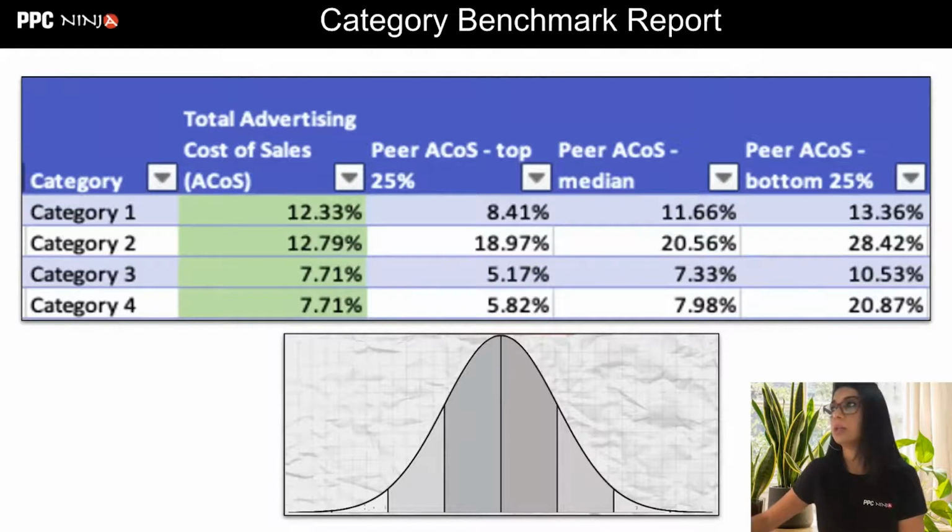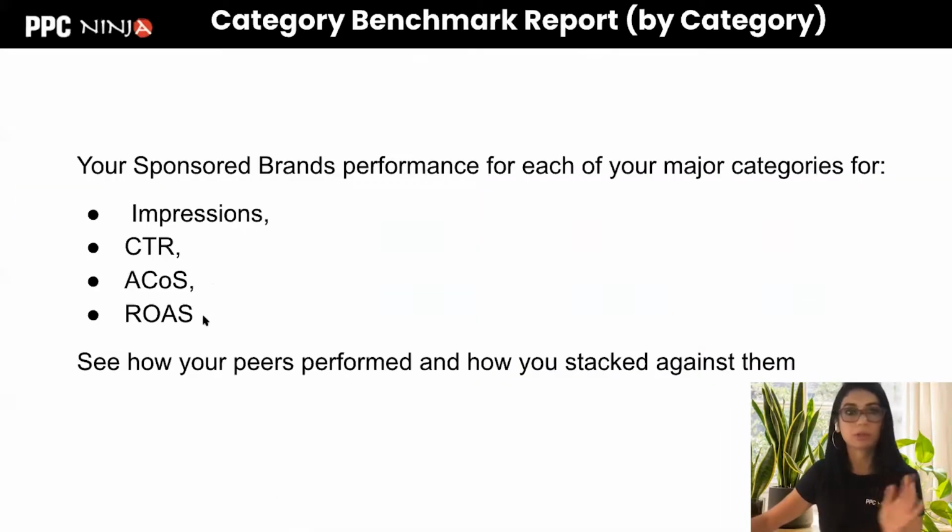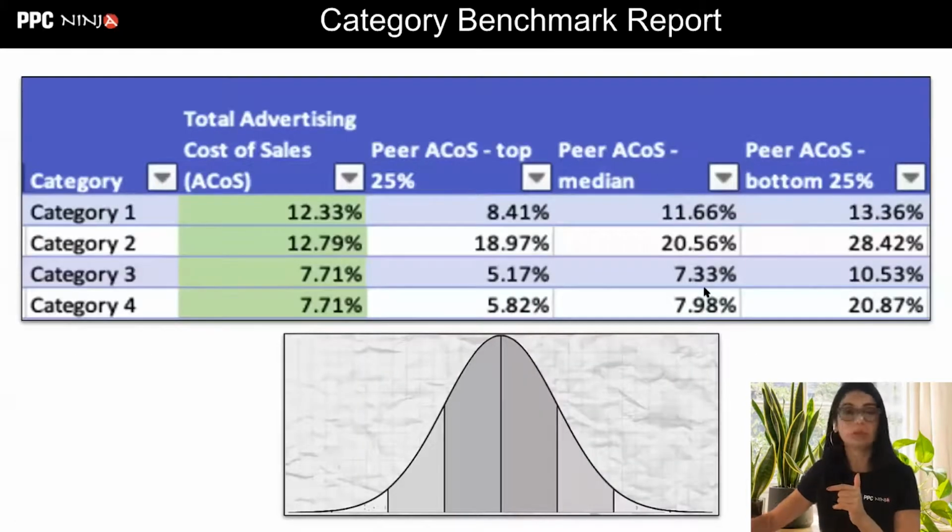So that's how you basically look at how you stack up against all these other competitors and use that information to see which categories you have strength in, which categories you probably don't, and then this whole set can be repeated. This report is pretty long horizontally, so you can see the same information for all of these values. You can see it for impressions, how your impressions are doing, how others are doing, CTR, ACOS, ROAS, all 4 of them can be viewed like this.